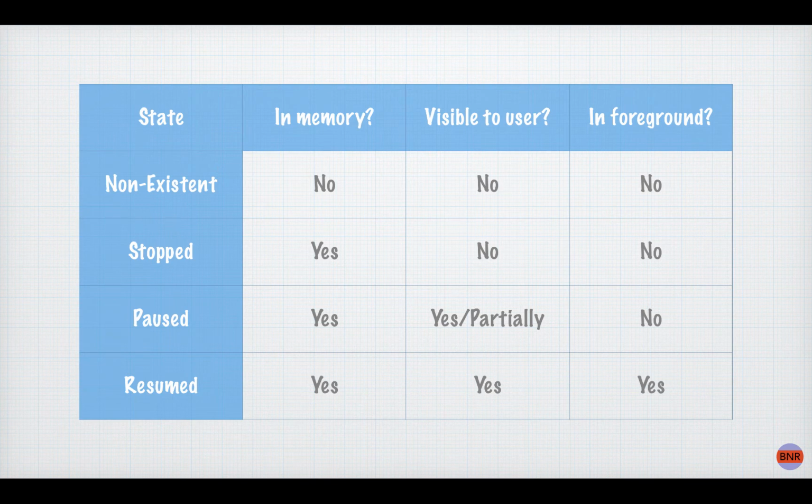This chart shows the distinction between the various states of an activity. If the activity is not even in memory, then it is non-existent. If an activity is in memory but is not even partially visible to the user, then it is stopped. If an activity is visible to the user but it's not in the foreground, in other words, the user cannot interact with it, then it is paused. And finally, if the activity is running in the foreground, then it's resumed.